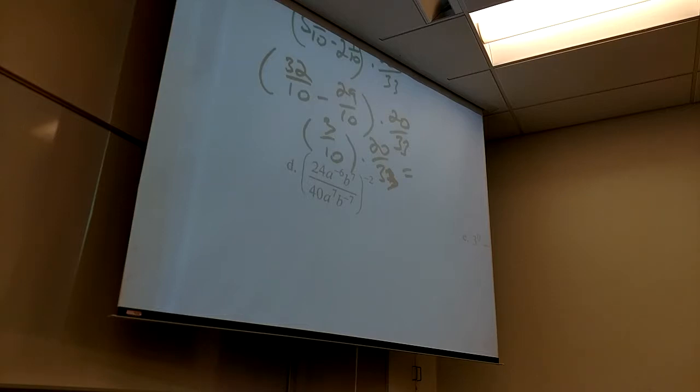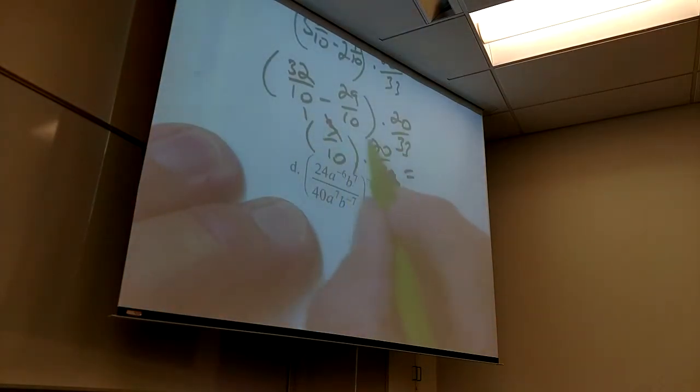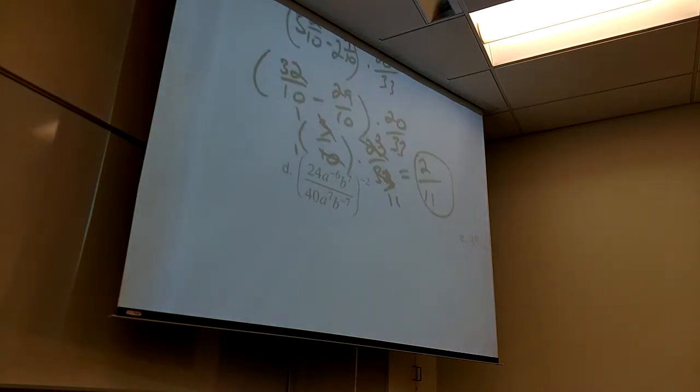So 3 and 33, don't they reduce down? 1 and 11. Yeah, that goes 1 and 11. 10 and 20, that goes 1 and 2. So 1 times 2 is 2. 1 times 11 is 11. 2 over 11.